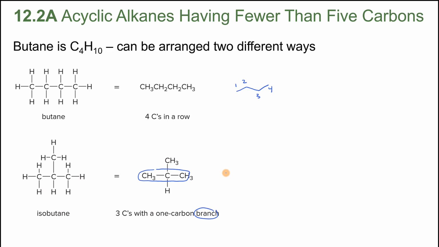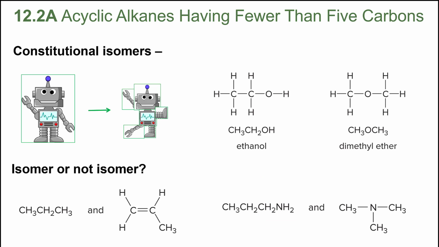So when we draw the skeletal structure, I'm going to draw my 3 carbons first. So the 1, 2, 3, and then 1 methyl group is coming up off of there. These are the skeletal structures. So when you have a constitutional isomer, that is defined as something with the same formula but different connectivity.